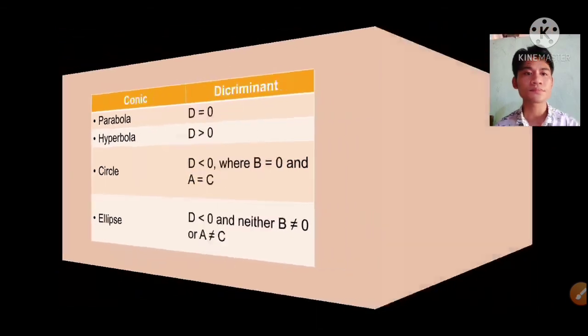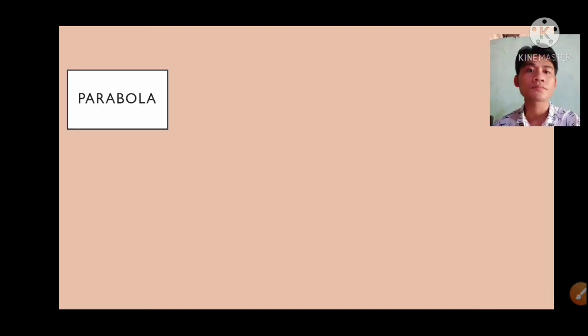So next, this is the parabola. But before that, a general second degree equation in x and y represented by a conic is in the form of ax squared plus bxy plus cy squared plus dx plus ey plus f is equal to 0. This is the standard form of a conic section.